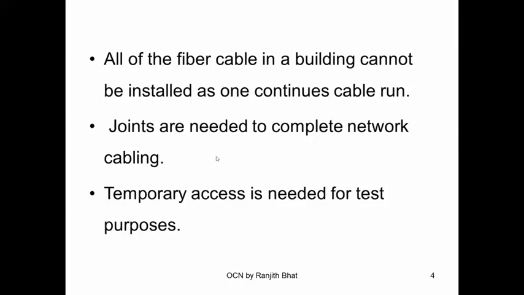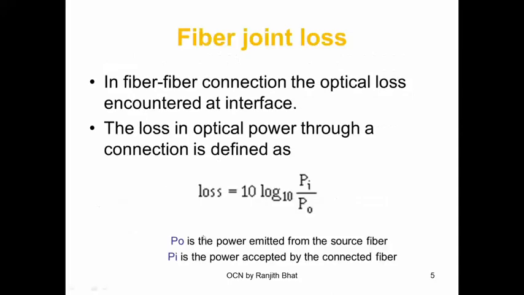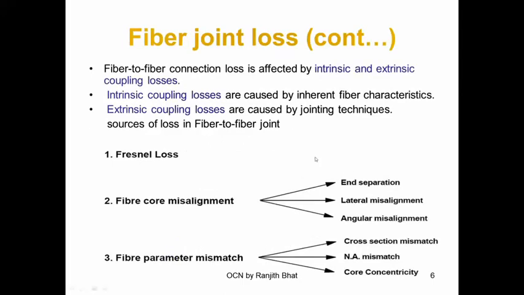So what are the losses in the optical fiber through connections, which is defined by the same equation as before: 10 log 10 of Pi by P naught, input power by output power. Now, the different types of joint losses. During the joining, we have, as I told you, intrinsic and extrinsic coupling losses. Intrinsic losses are caused by the inherent fiber characteristics, which I showed in the last video, and extrinsic coupling losses are caused by joining techniques, the source of loss in fiber to fiber joints.